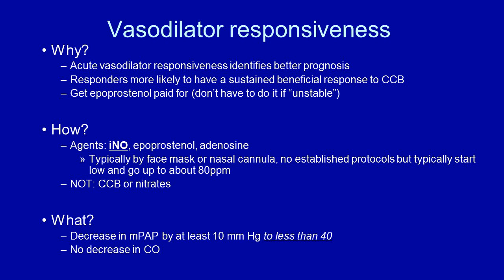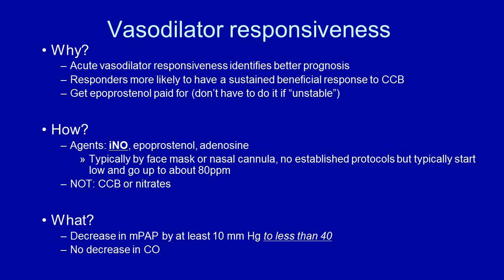You are looking for a decrease in the mean pulmonary artery pressure by at least 10 to less than 40 while the cardiac output isn't falling. That means that if someone's mean pulmonary artery pressure is 65, it has to fall by at least 25 points without dropping their cardiac output before you would say they are vasodilator responsive. And that's important because if you haven't appropriately classified the person, you may end up putting somebody on calcium channel blockers when they have a very small chance that they would actually respond to it.